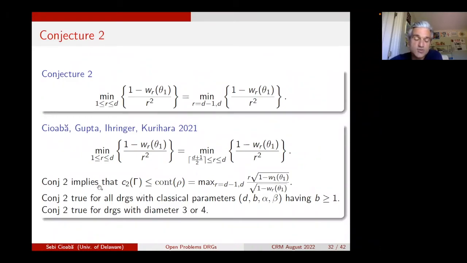And this conjecture 2 basically gives you an upper bound on C2 of G, again, in terms of this cosine sequence of θ1. And again, we proved that it's true for diameter 3 or 4 from this general result here, and we also proved it for classical parameters. But we don't know how to do these things in general. So we have some special cases.